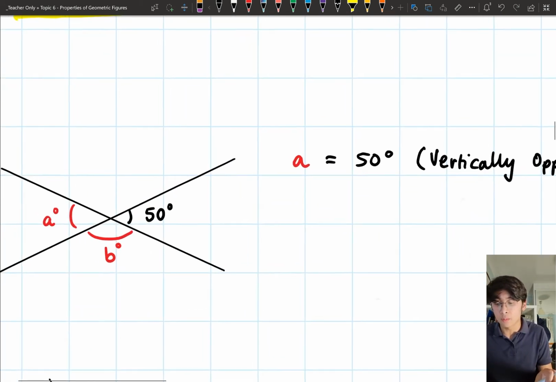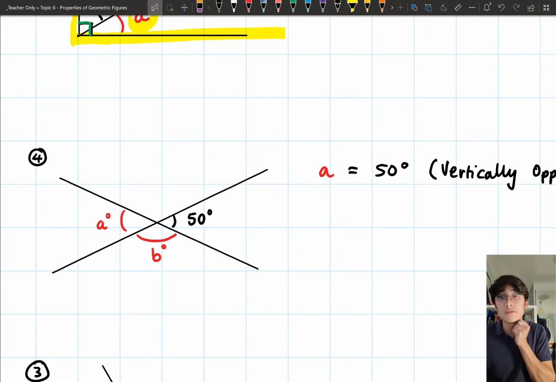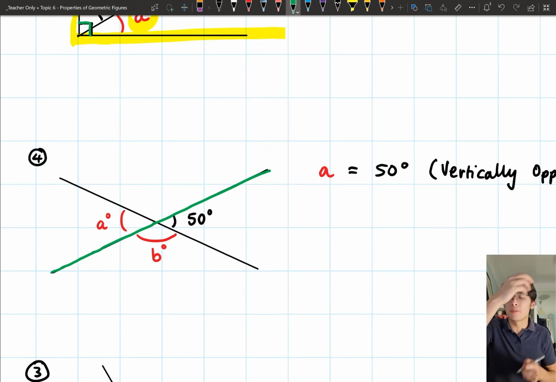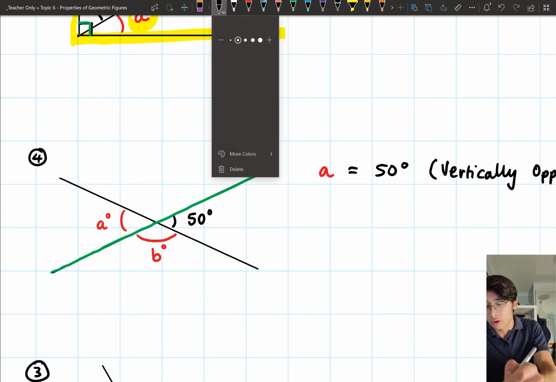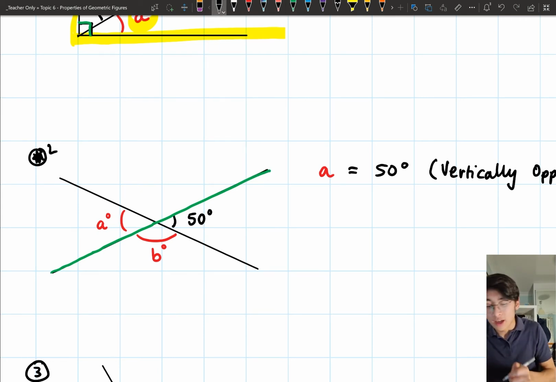Now if you have a look at the angle B, B and 50 degrees actually make a particular shape. If you have a look here, they're on the same line. Because they're on the same line, that means there is a straight angle here. So B and 50 are going to add up to 180 degrees. This should be example number 2. Because they are on the same straight line together, they should add up to 180 degrees. They're supplementary angles.